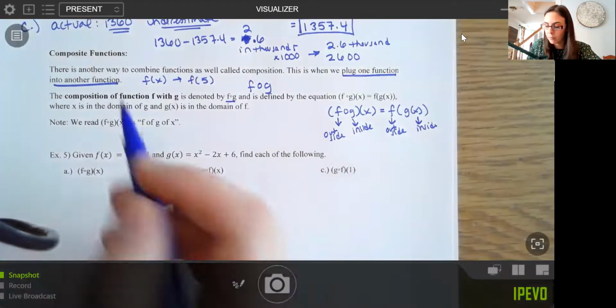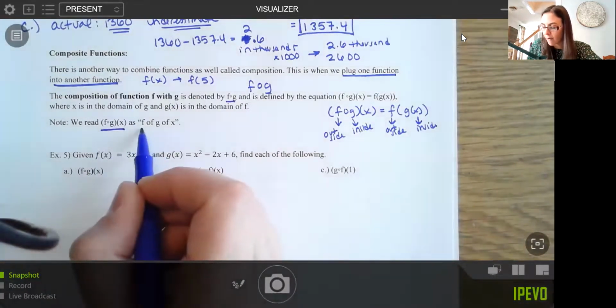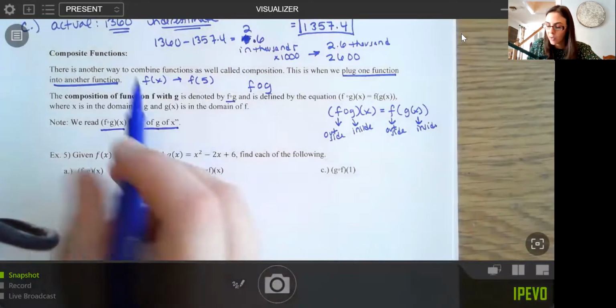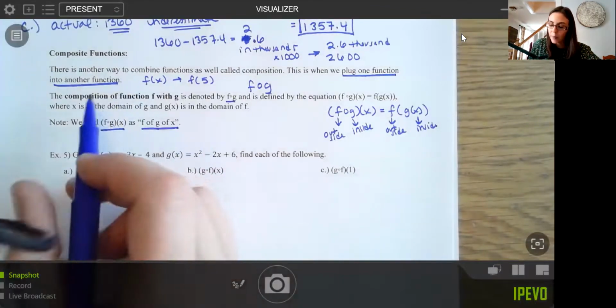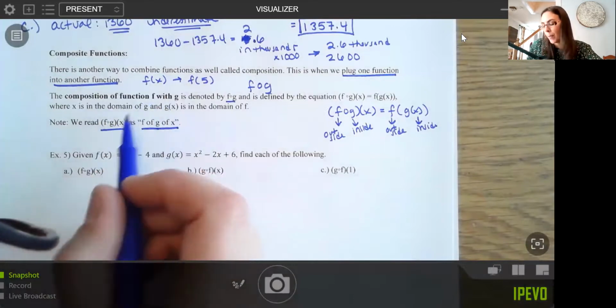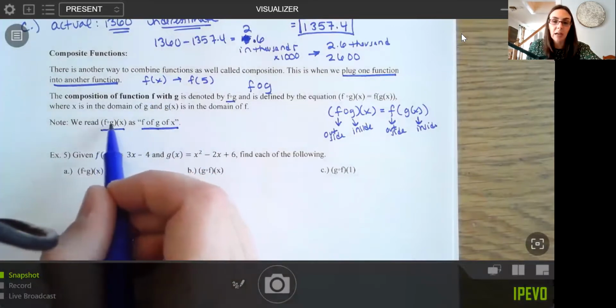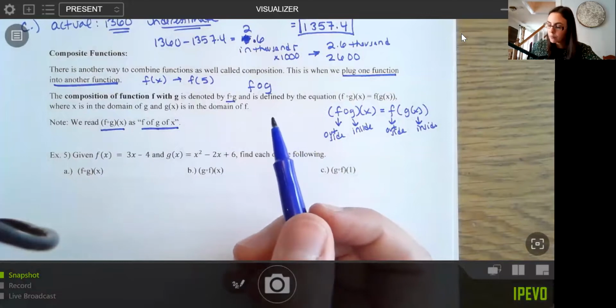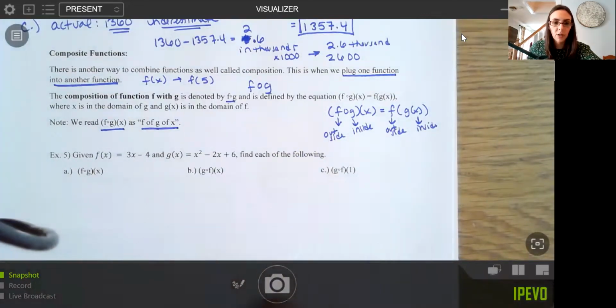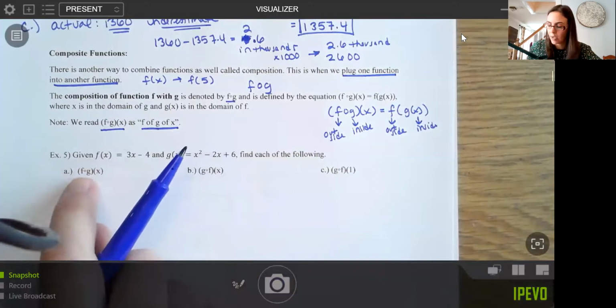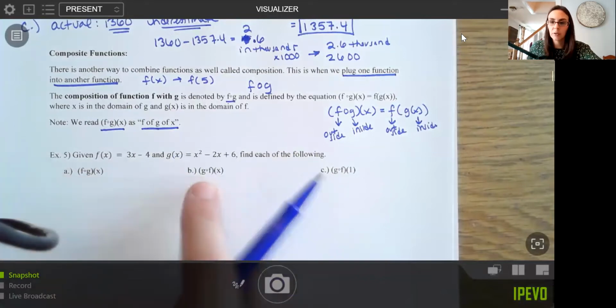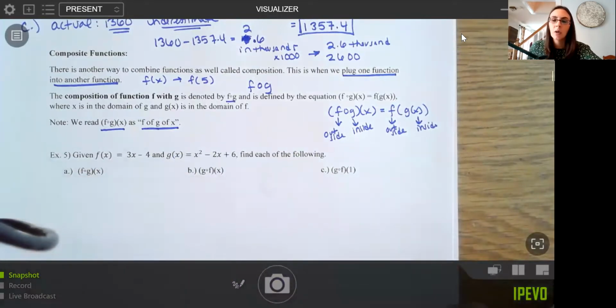I do want to note that we read this as f of g of x. So when you have this notation, you can say the composition of functions f and g, but we often just say f of g of x. So you'll hear that as well. I do want to note that order is important. So you're going to see in our next example, we're going to compose different ways, and you often get different answers. Not always, but a lot of the time. So you cannot assume that one composition equals the other if you reverse the function order. So you need to do each of them out individually. So let's see some of these examples.